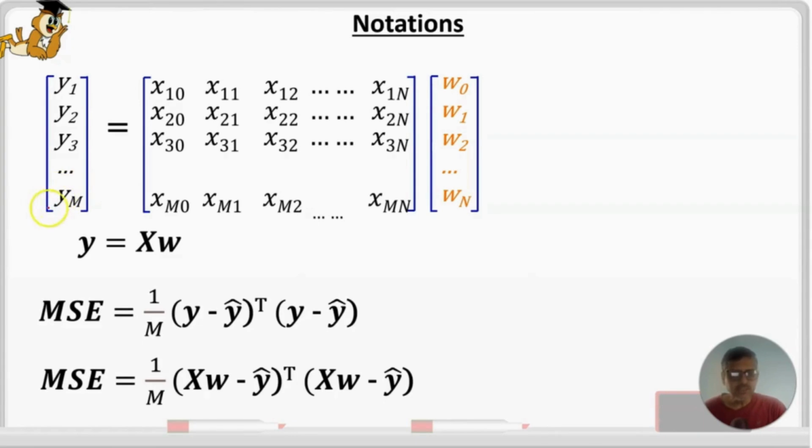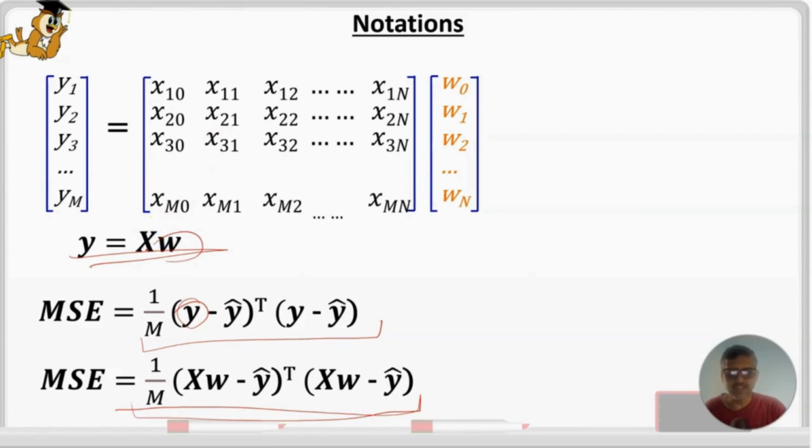If I plug y equal to xw into the equation of my mean square error, this was the equation of your mean square error. I just plugged in y equal to xw and I get my mean square error is equal to this. All I have done is plugged in xw for y, where x is this matrix and w is, of course, the vector of weights. So I'm gradually, like I said, moving to the vector notation as far as MSE is concerned.